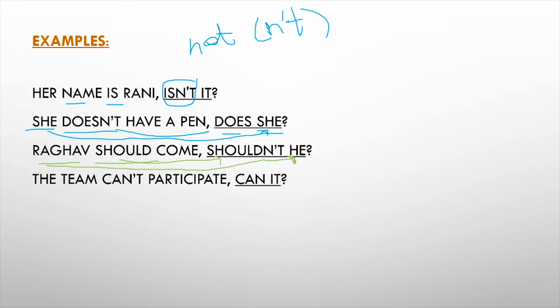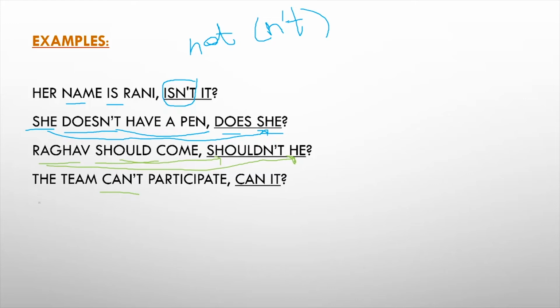If the sentence was like this, Raghav shouldn't come, then I would say should he. Okay, then my tag would be positive. Unless my sentence is positive, the tag will be negative, and if my statement goes negative, the tag will automatically go vice versa and become positive.